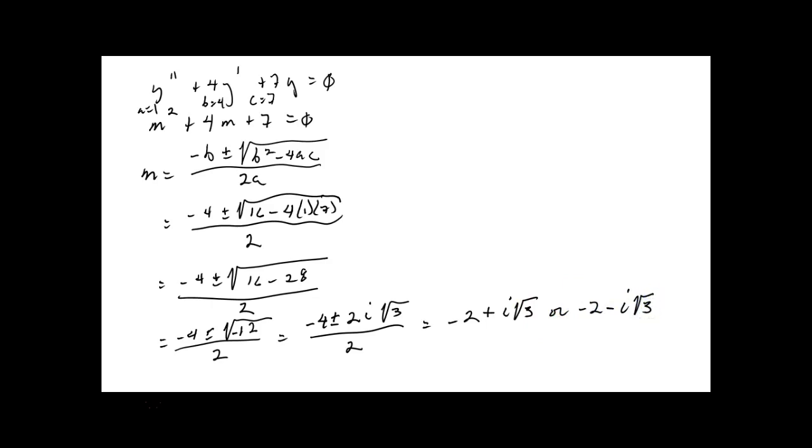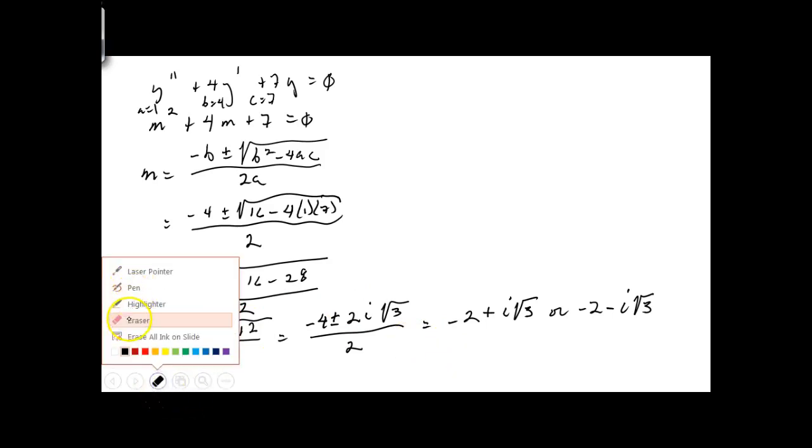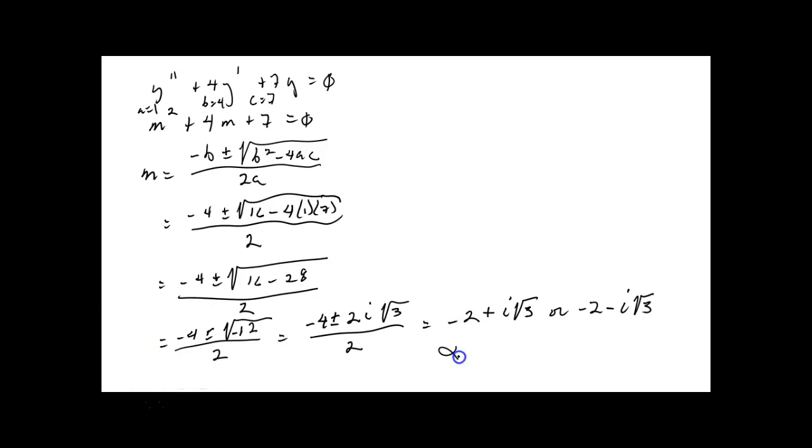Okay. Now, if you remember back to our case 3, the alpha, I can't write, said alpha and started writing a beta. Our alpha is equal to negative 2. That's the real part. Our beta is equal to root 3. That's the imaginary part, the coefficient for i, and it can be either plus or minus. So those are our alphas and our betas for this problem.